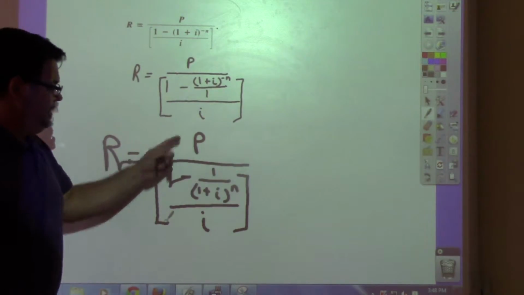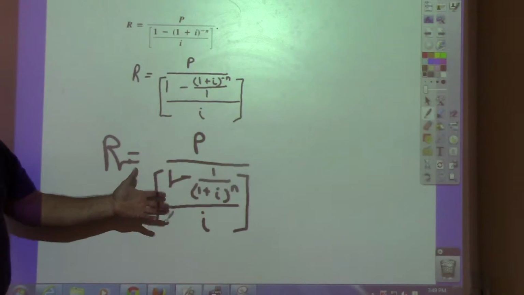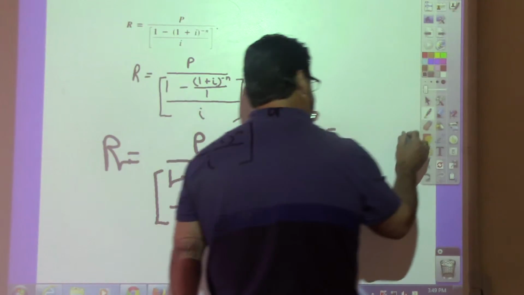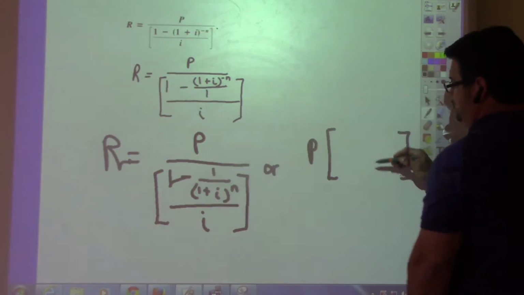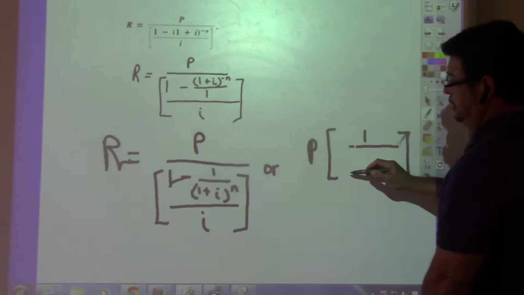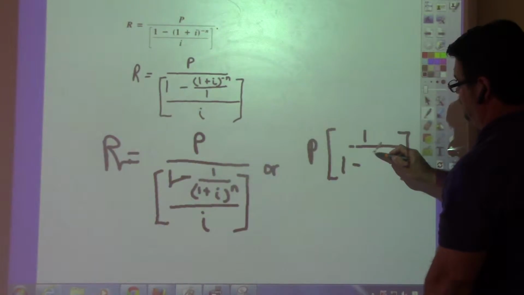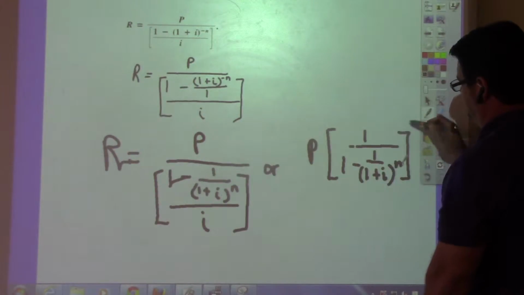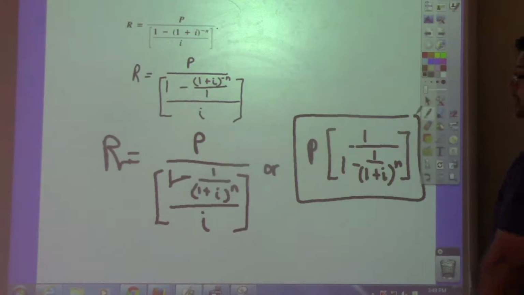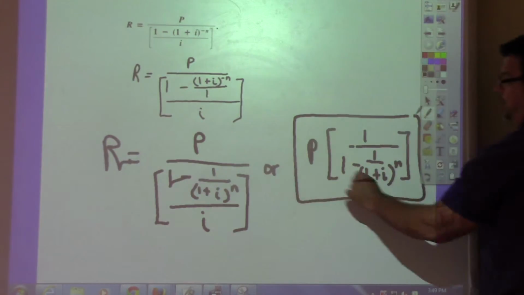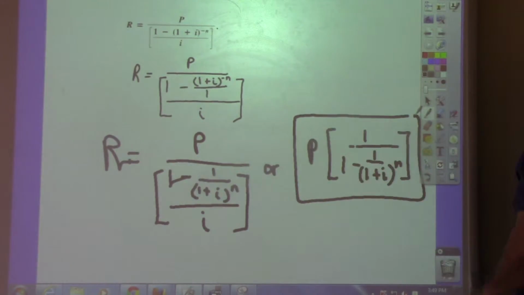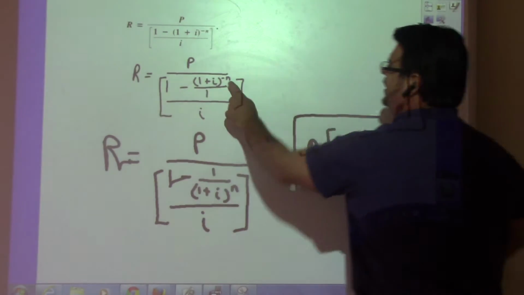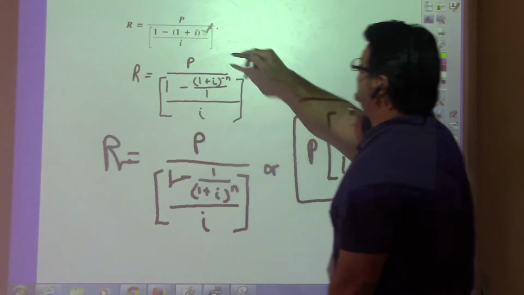Or, can I multiply P times the reciprocal of this? Yes, you could. And that would be P times, the reciprocal of this is 1 over 1 minus 1 over 1 plus I to the n power. So that's another way of doing it. You could either take P and divide it by this, or you can take P and multiply it by this. Either way, it doesn't matter, but I like to use the positive n power. I do not like to use this right here.